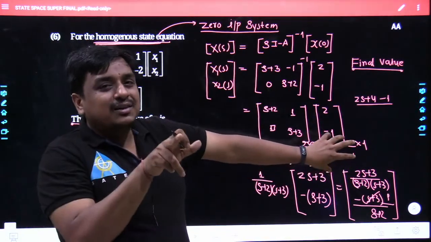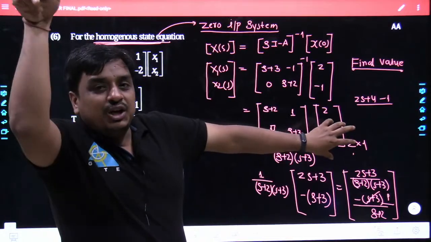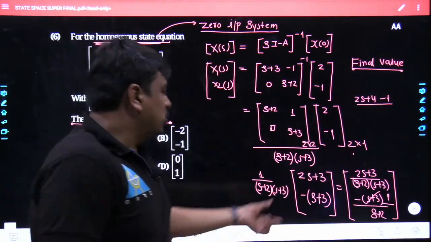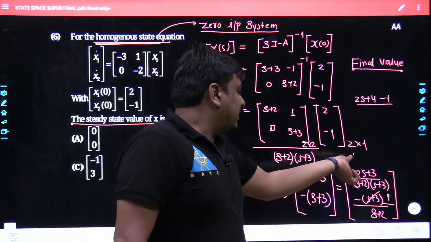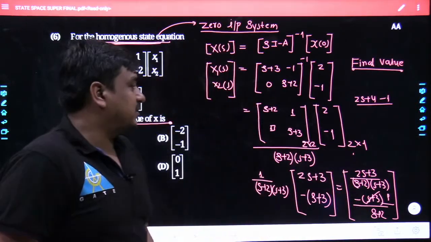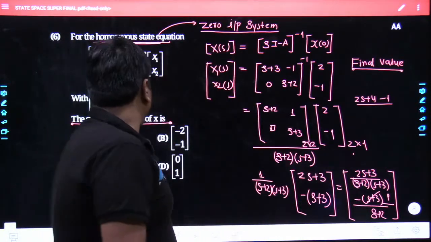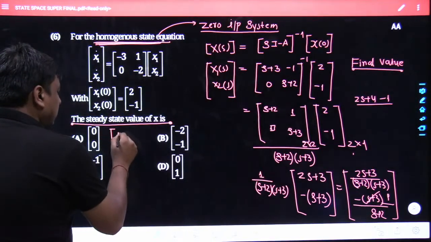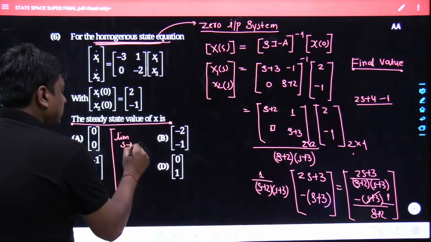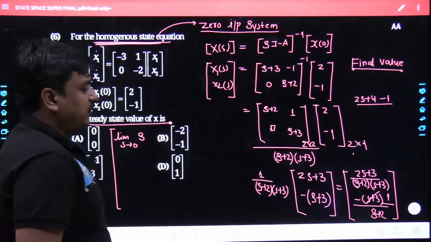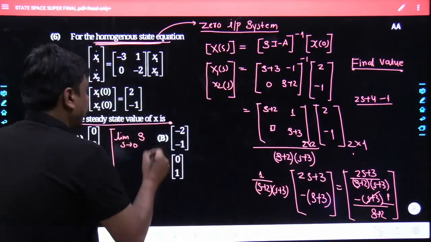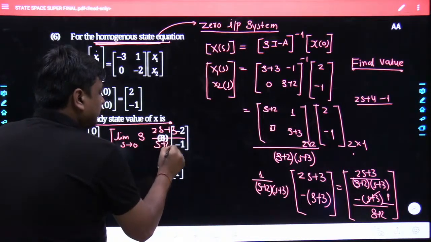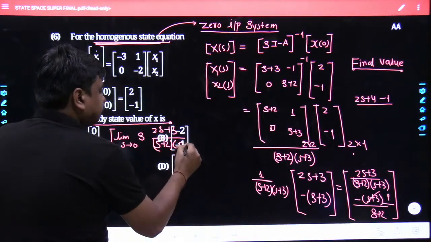You wanted to convert them into the time domain and you need to feed t tends to infinity, so why don't we use the final value theorem itself? You would be using the final value theorem on each and every individual function of s. So may I know how we'll be applying the final value theorem? The final value theorem would be limit s tends to 0, s times the function of s itself, which is nothing but 2s plus 3 divided by s plus 2 into s plus 3.